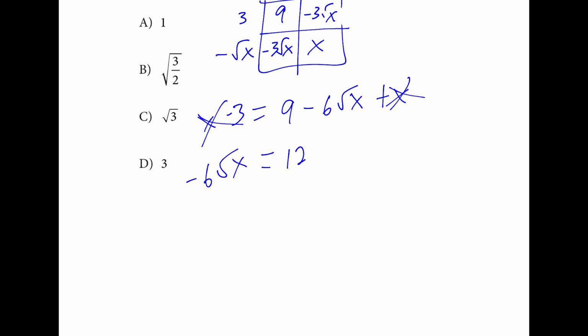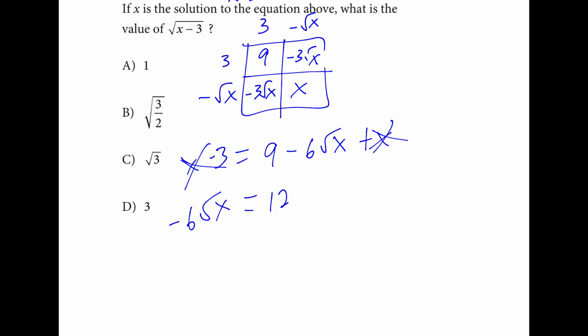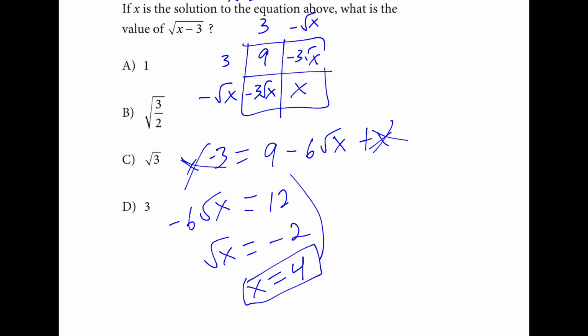If I divide by, say, negative 6, I get that root x is equal to negative 2. If I square both sides, I get that x is equal to 4. They want to know what is the square root of x minus 3. If I plug in a 4, that's just going to give me 1.